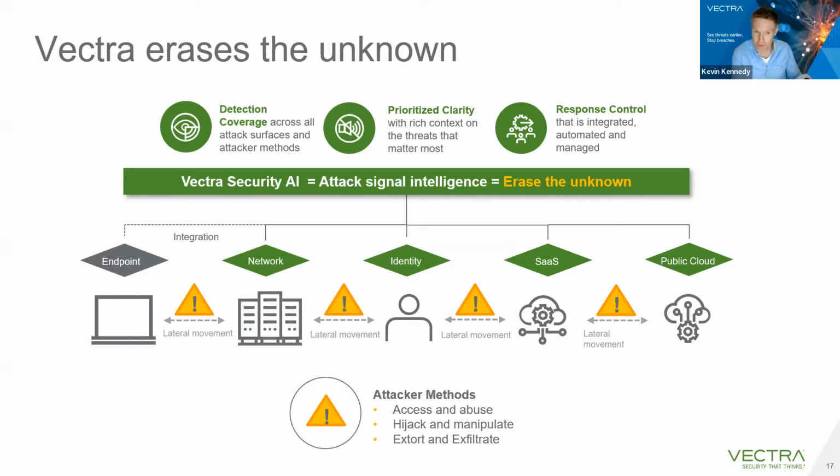If you think of threat intel as the known, attack signal intelligence is for the unknown. That is coverage, the insight and clarity with prioritization, and then tying it all together into your workflows, your tools, your automation, and providing a managed offering to complement or supplement your team. We do network, identity, SaaS, and public cloud, and tie them together with endpoints so that where there is an agent available, we can also bring in that context.